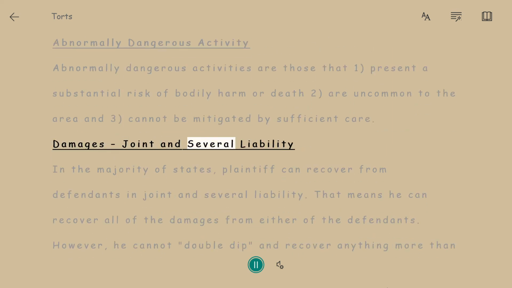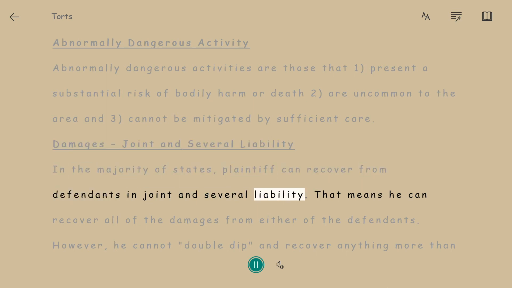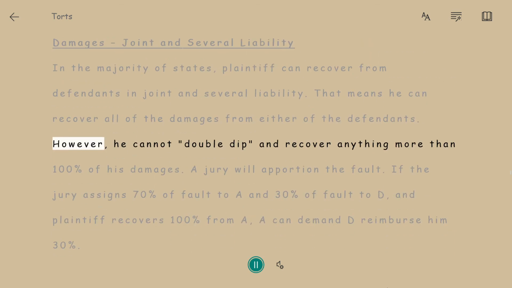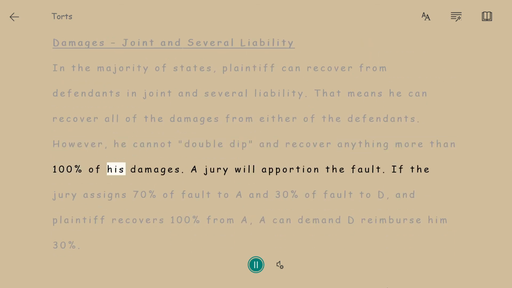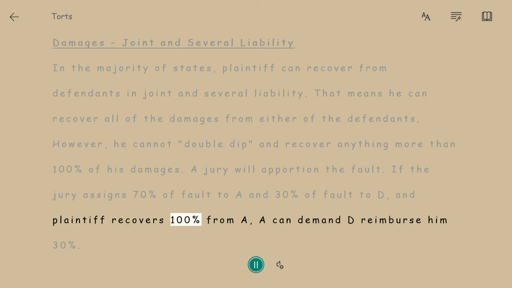Damages, joint and several liability. In the majority of states, plaintiff can recover from defendants in joint and several liability. That means he can recover all of the damages from either of the defendants. However, he cannot double dip and recover anything more than 100% of his damages. A jury will apportion the fault. If the jury assigns 70% of fault to A and 30% of fault to D, and plaintiff recovers 100% from A, A can demand D reimburse him 30%.